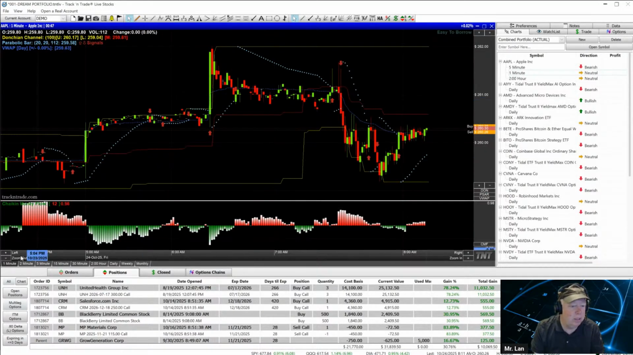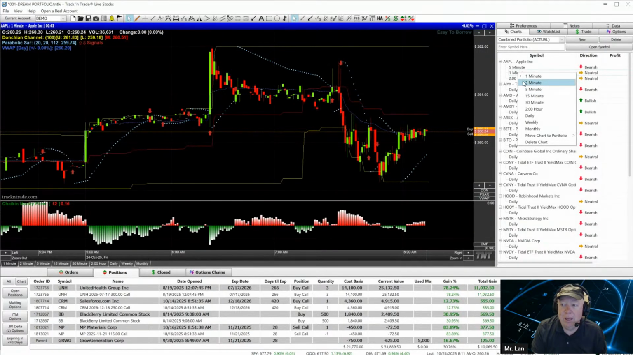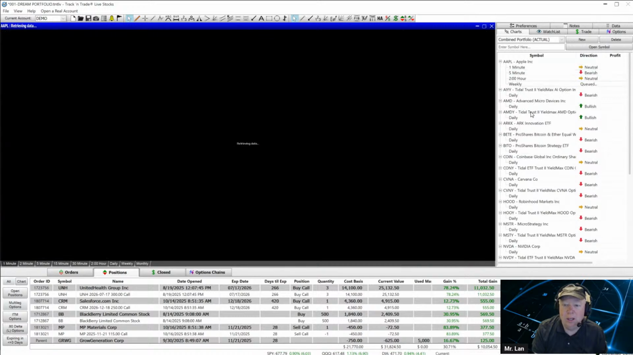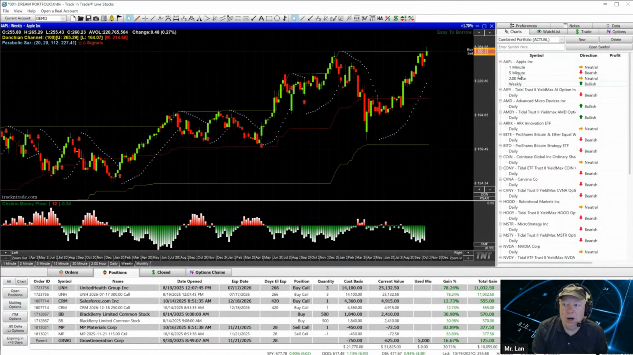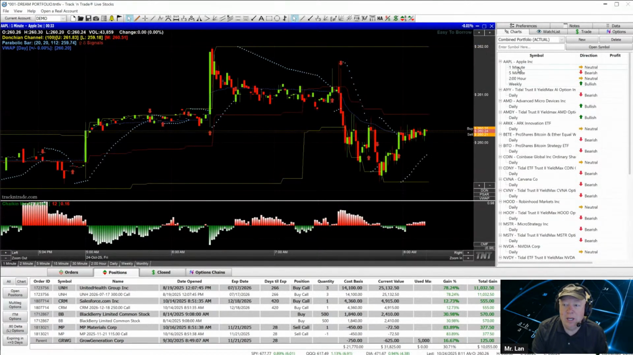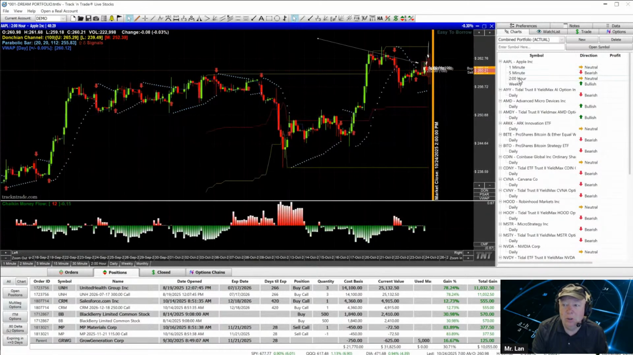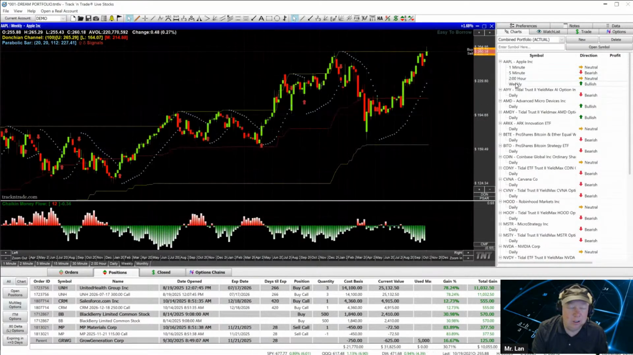And I can change them either down here with the tabs, or I can just right click on them and change them over here. If I right click on the words themselves and open it up, now I'm going to open a new one. We'll open up a weekly chart. So now I've got a 1-minute chart, a 5-minute chart. Now these are all windows into Apple. My 1-minute chart, my 5-minute chart, my 2-hour chart, and my weekly chart.